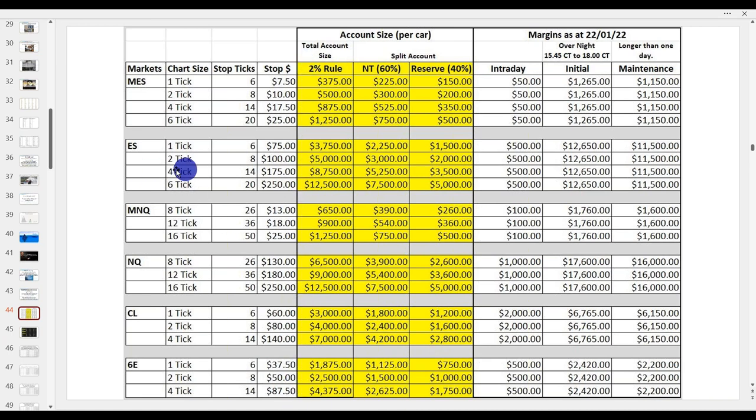Now, what if we're trading the ES? If we get a chance, we'll have a quick look at the ES. Typically, we're going to trade after hours between the one and the two tick, which means my risk is going to be between $75 and $100. So that means I need to have between, say, $4,000 and $5,500. I always recommend clients have a buffer.